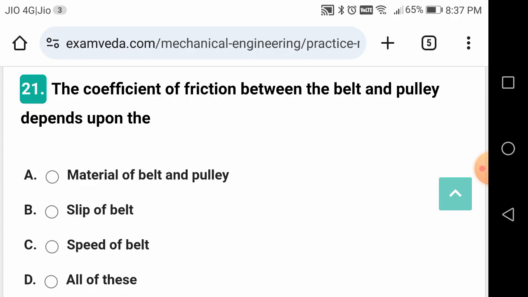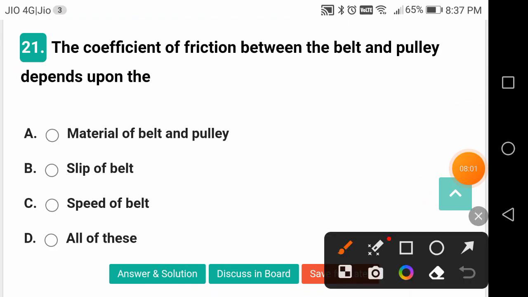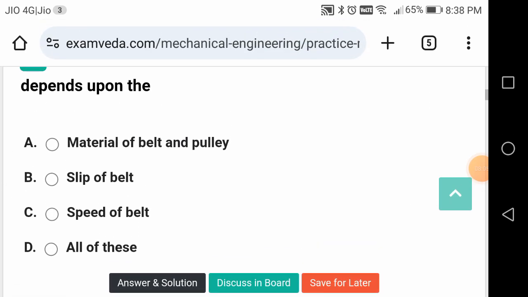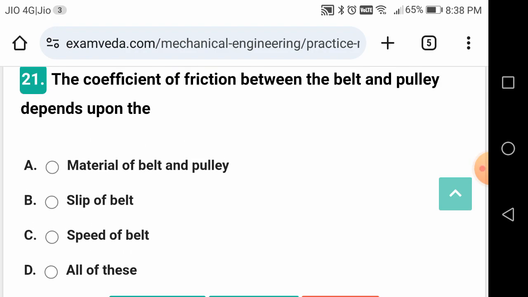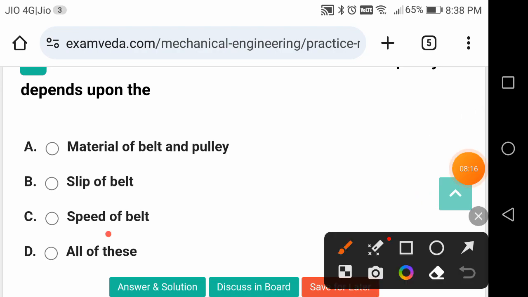The coefficient of friction between the belt and pulley depends upon what? So what are the factors? Let us see. It is going to depend on all of the above: the material of the belt and pulley, because coefficient of friction is a characteristic of the two mating surfaces, and also the slip of the belt and the speed of the belt. So all of them is the correct answer.